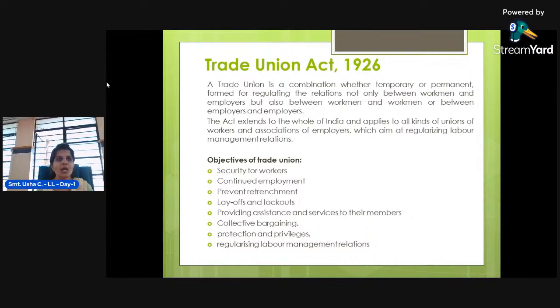And the Trade Union Act of 1926, established by the government, extends to the whole of India and applies to all kinds of unions of workers. It is not only for a particular sector, industry, or organization, or a particular type of workers or employers. It applies to all kinds of workers and all kinds of associations of employers, and for all kinds of activities it can be established. And this trade union must be registered to have power, and it aims at regularizing labor management relations.